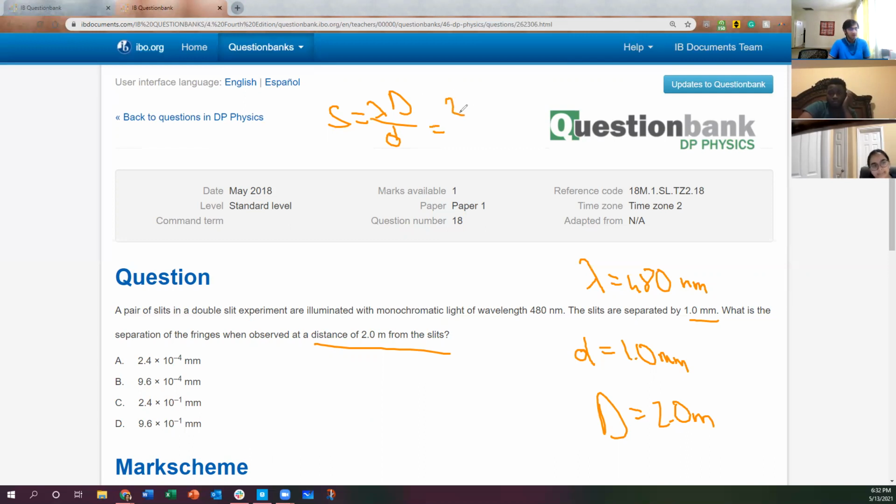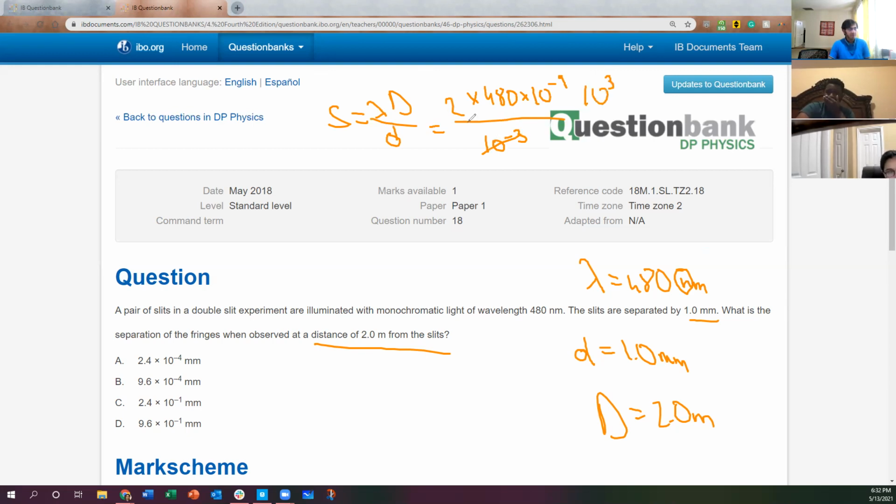You plug in 2 for D, plug in 480 times 10 to the minus 9, because it's nanometers. This is where you really have to pay attention to your prefixes. On the bottom, you'll get 10 to the negative 3. Oh, this is paper 1, so let's try and do it without a calculator. I think it's doable. If you have a 10 to the negative 3 in the bottom, that's the same as 10 to the plus 3 on the top.